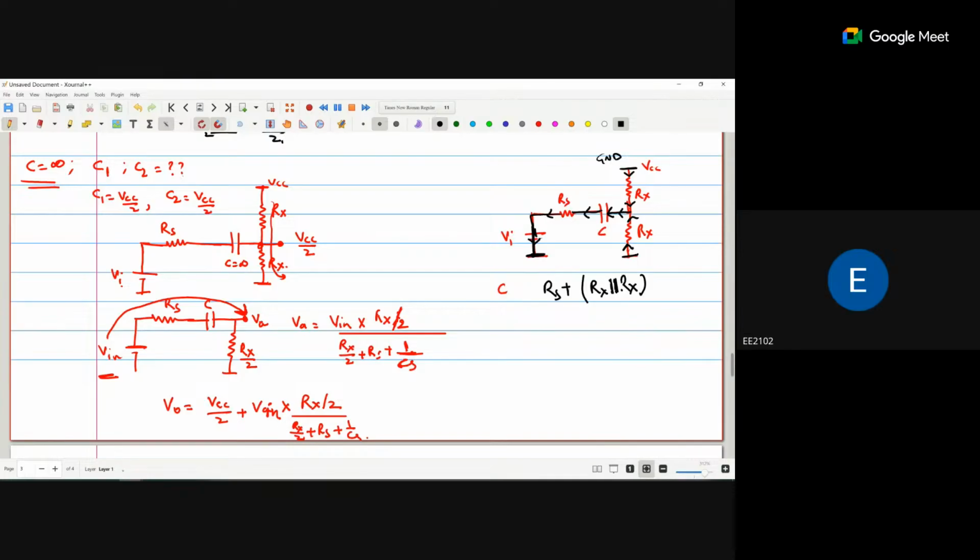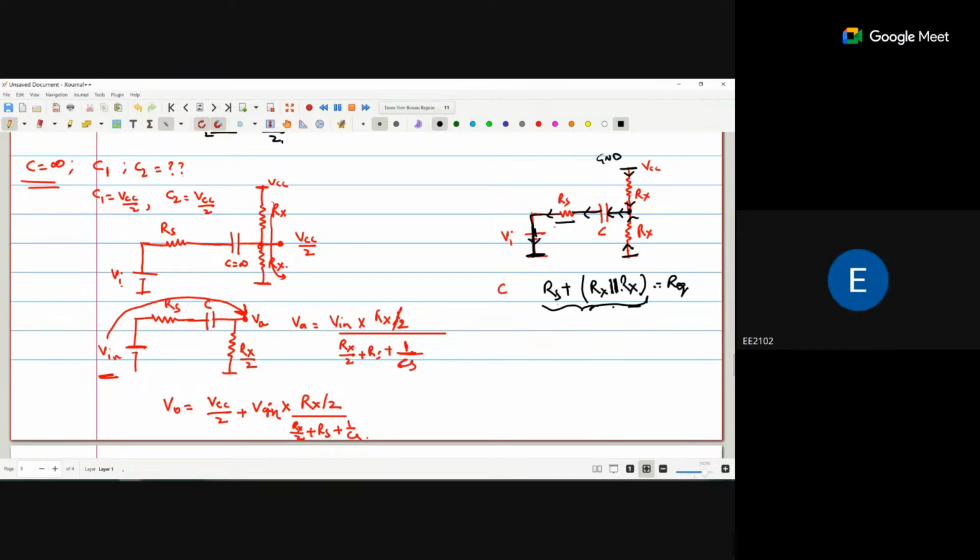Okay, these two are parallel. After that, at this point, this current will be added. This point is short. This second terminal is grounded. So both are in parallel, and that parallel with the RS in series. So RS plus Rx parallel with Rx. This is your R equivalent.